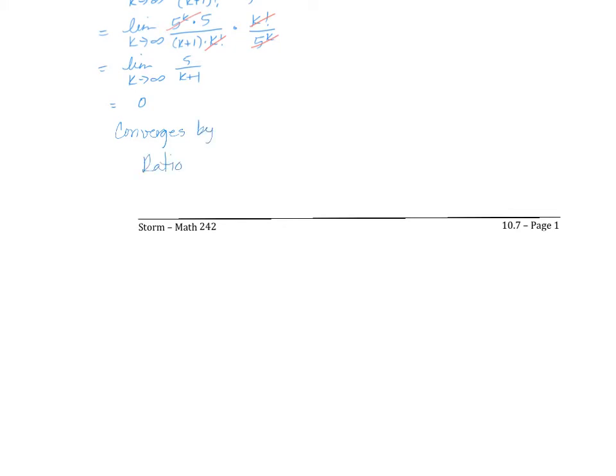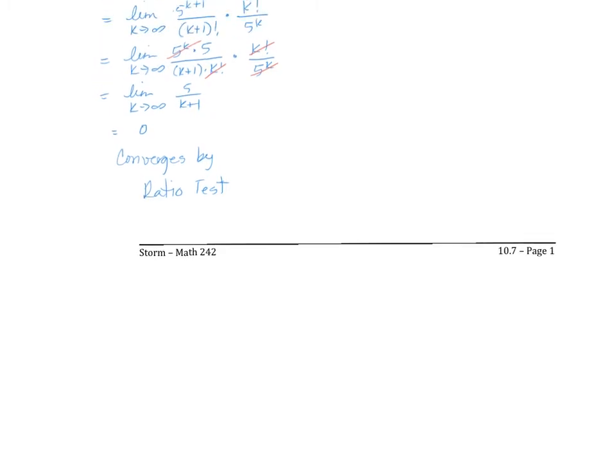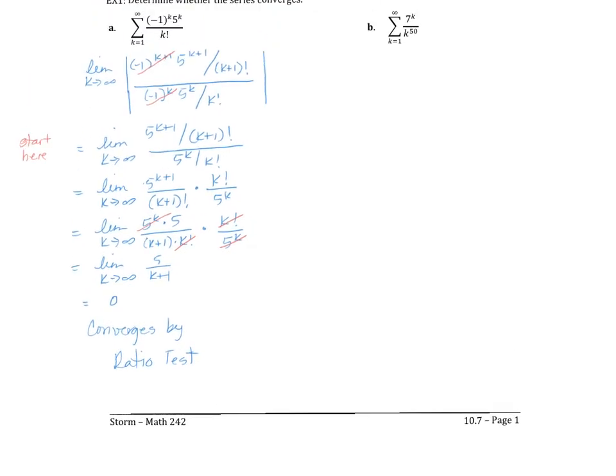Typically, if you see a factorial, and this is not always true, but 99% of the time, if you see a factorial in your expression, in your series, then the ratio test is nice because you can expand out the factorial and cancel.